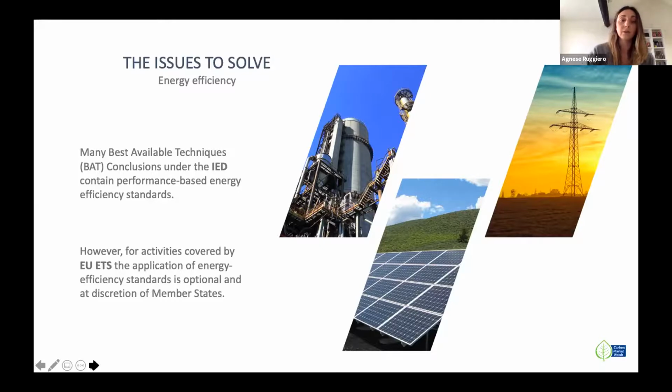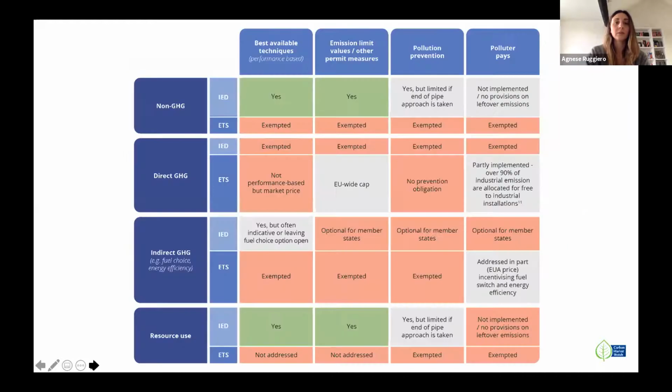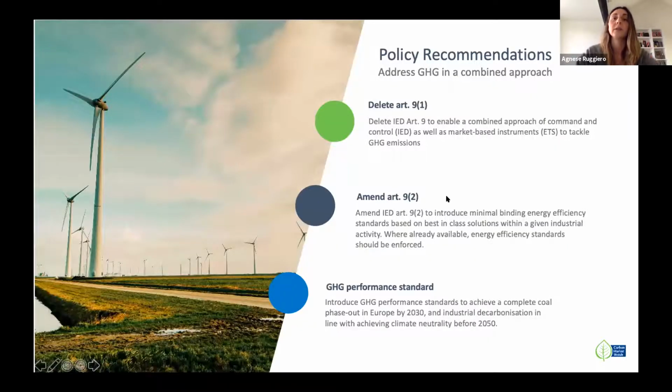So the combination, and here I will show you the policy recommendations. So the combination of including greenhouse gas emissions in the Industrial Emissions Directive, so for a plant to operate, for a permit to be granted or renewed, emission limits on also greenhouse gas emissions could be included. So this is done by deleting Article 9.1 in the Industrial Emissions Directive.